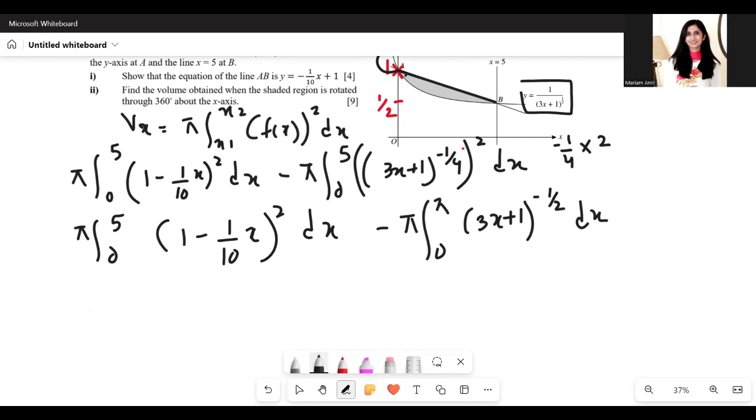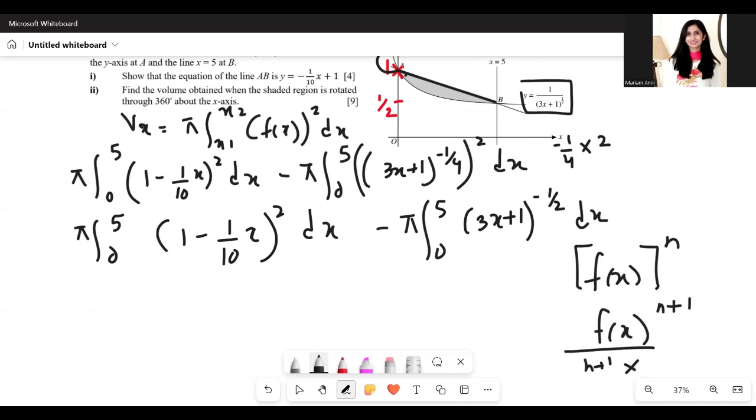Okay, anyway, back to this. So now we integrate these curves. So this is 5, not pi. Okay, so let's integrate this. So we have f(x) inside the power that needs to be integrated. So remember the rule for that. It is f(x) to the n plus 1 upon n plus 1 times f prime x. That is, the derivative of f(x) gets multiplied in the denominator.